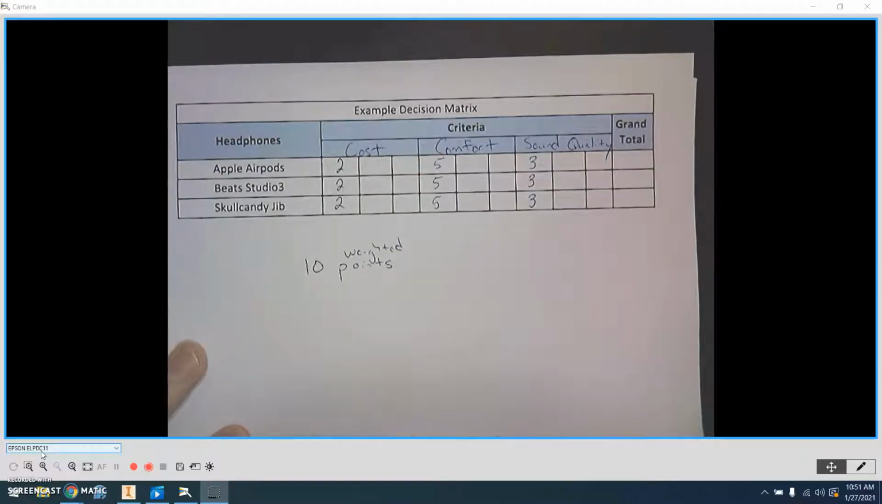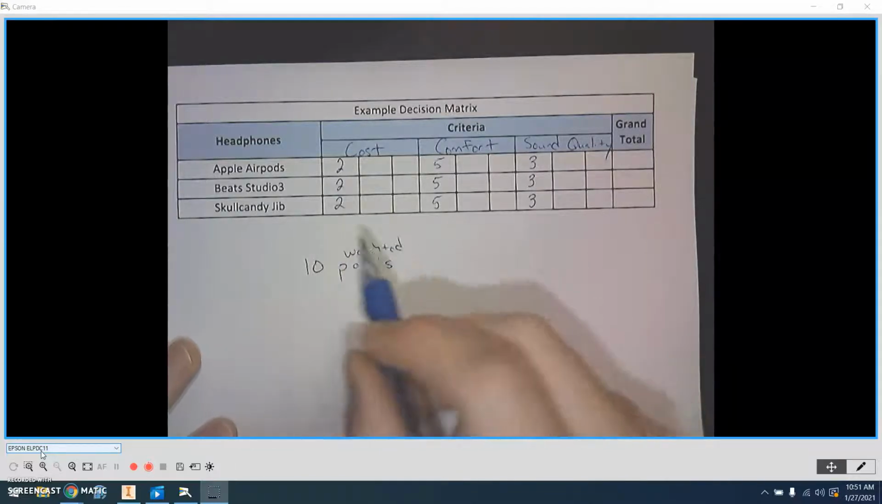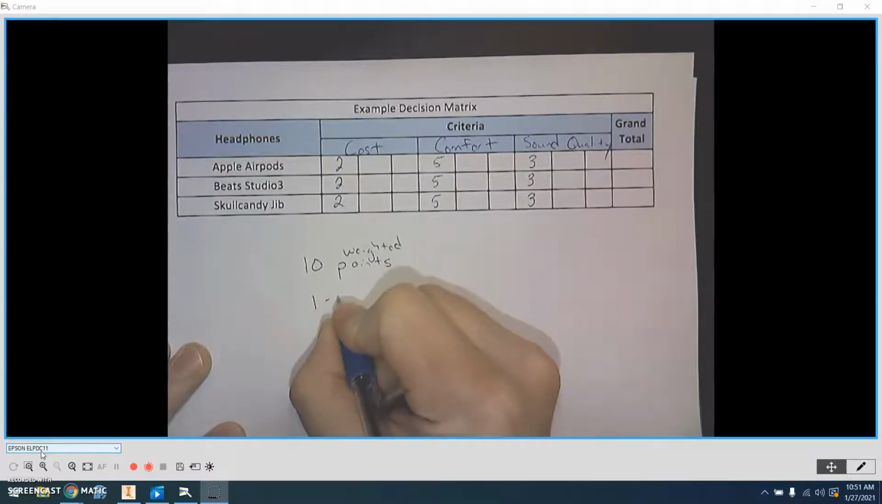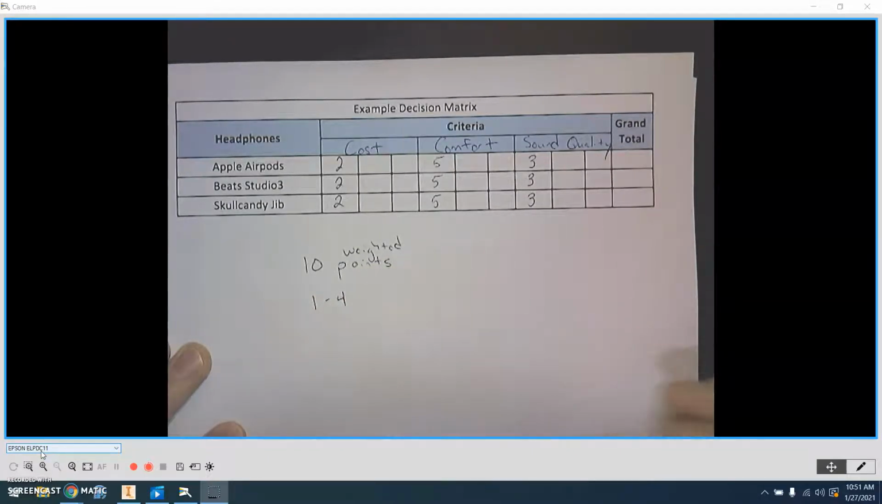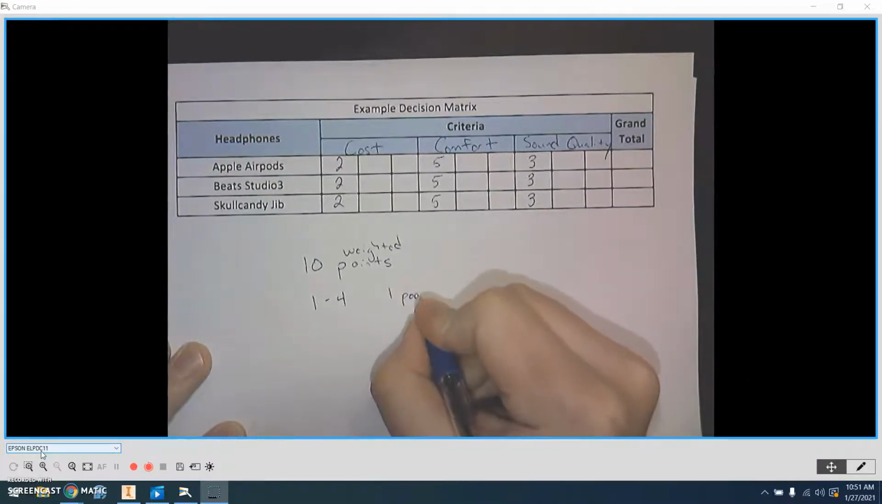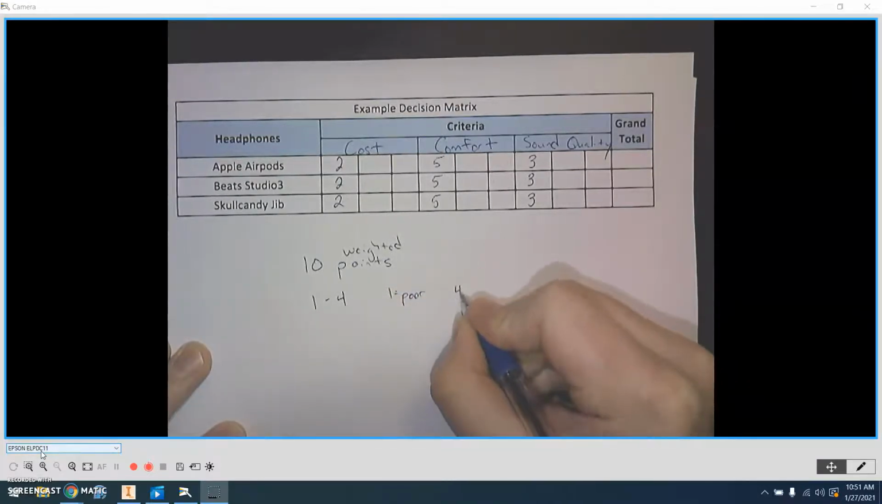Next, I'm going to rate each of these headphones upon each one of these criteria. So the AirPods cost-wise, before I say that, I should say 1 to 4. We'll rate these 1 to 4 stars. Treat it like stars. So 1 is poor. 4 is excellent.